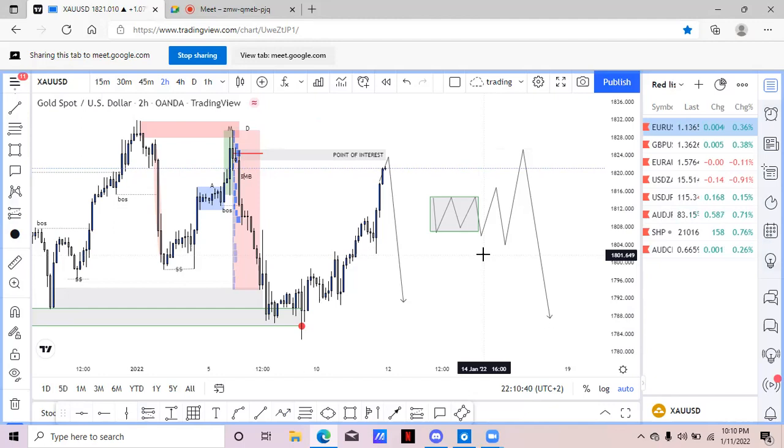No, what I'm saying is that it doesn't really matter. It can touch our point of interest during either the London or the New York session. Yeah, that's what I'm saying.